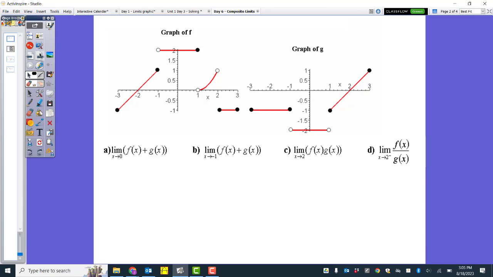As we approach 0 for f, it's 2. Plus, as we approach 0 for g, it's -2. Add them together, end up getting 0. Nothing too crazy. But that becomes a problem when we look at one like b.